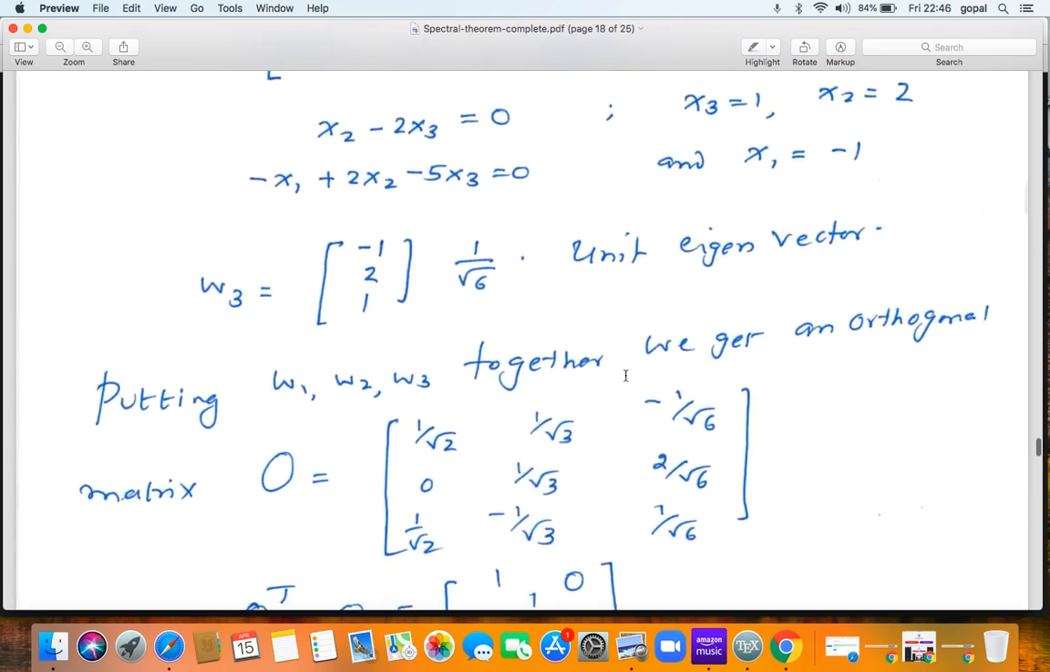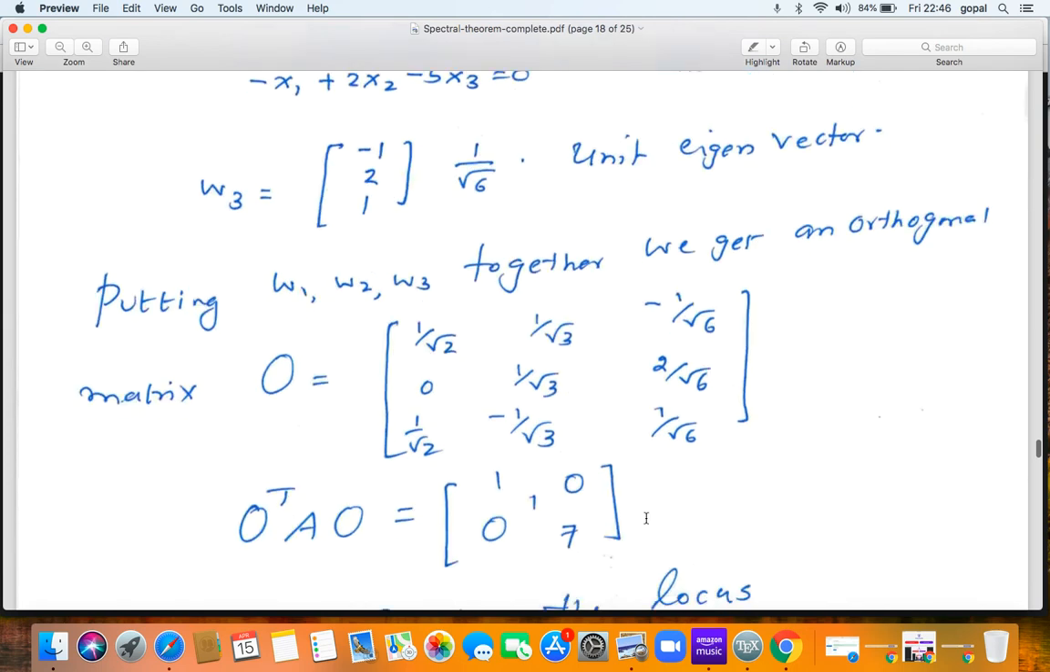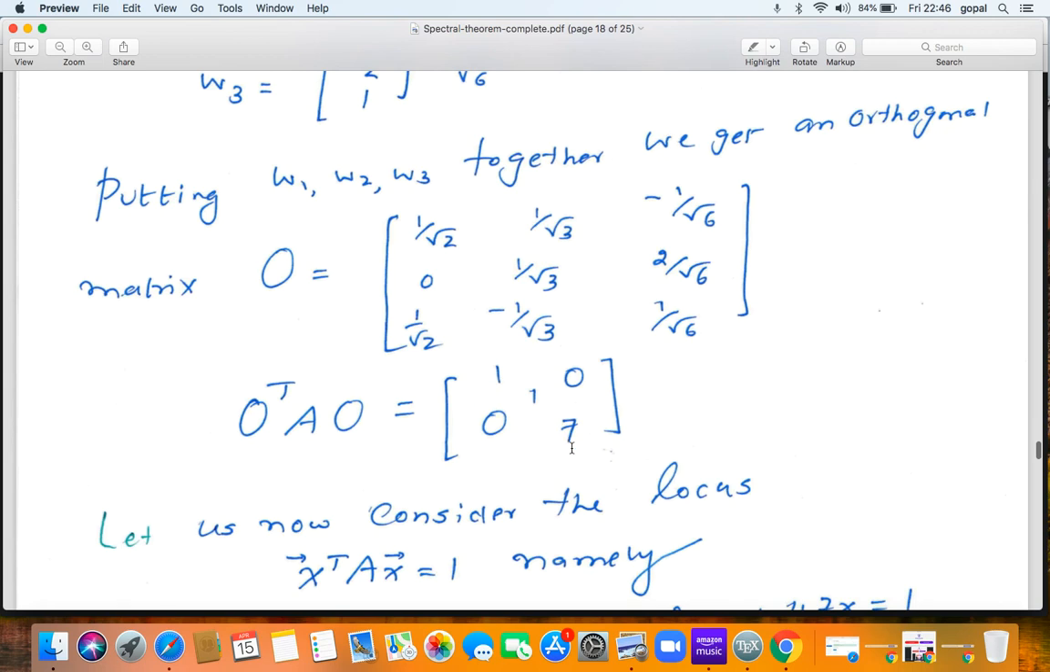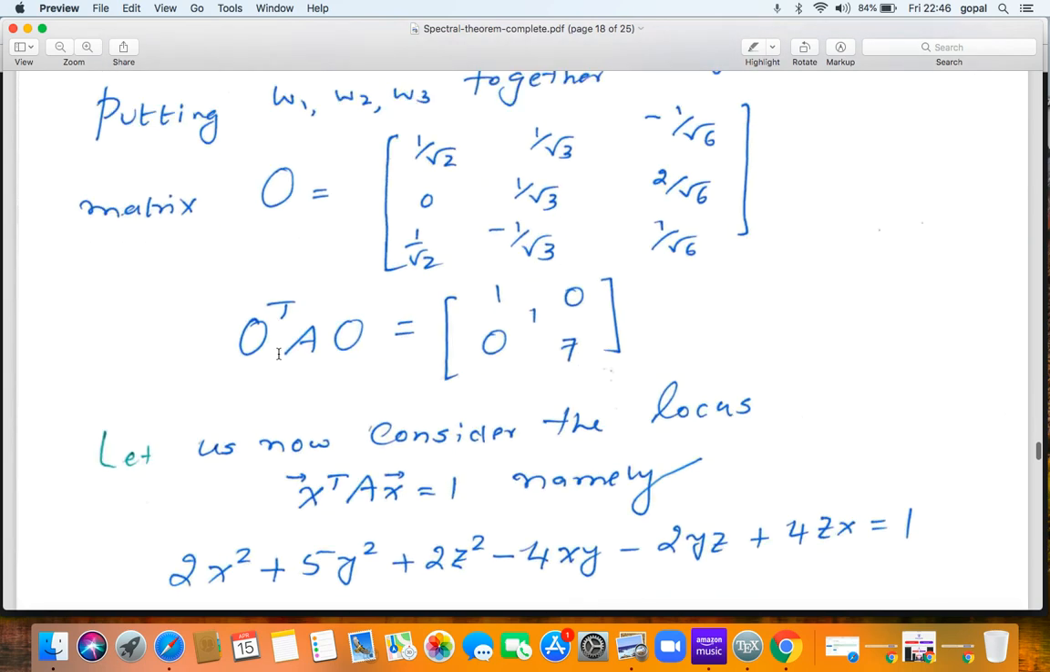String them together and you get a matrix O. Here the O is not the zero matrix. O is because it's orthogonal. O for orthogonal. When you string these 3 orthonormal unit vectors together, you get an orthogonal matrix O. O transpose A O is the diagonal matrix 1, 1, 7. So now let us consider the locus.